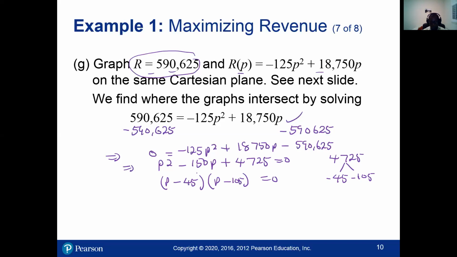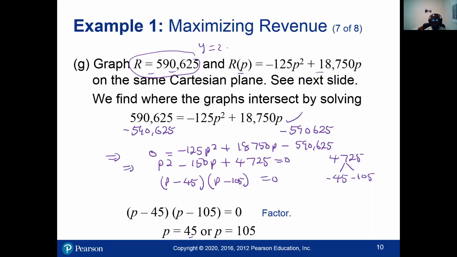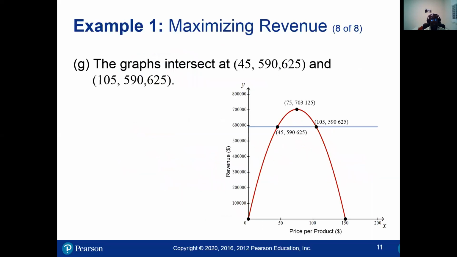Okay, so you set each of them to 0. Then you have p is equal to 45 or p is equal to 105. So it means that when you have this line, which is like drawing the horizontal line equal to that value, if you draw on the graph, they intersect at these values of x. So with this one we see in the next slide.